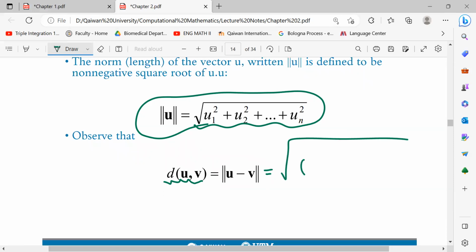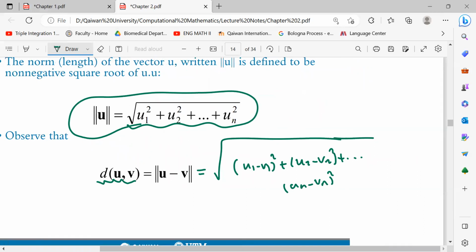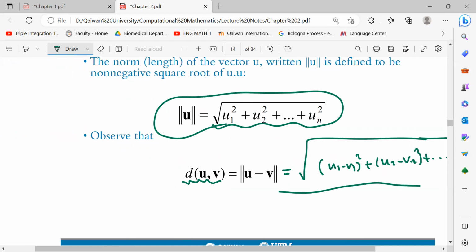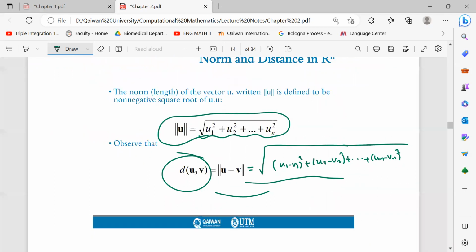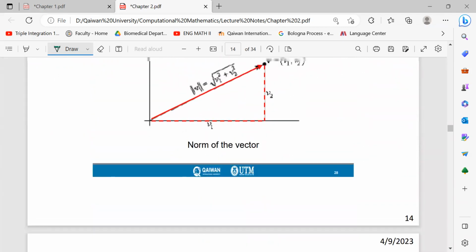It is u1 minus v1 squared plus u2 minus v2 squared plus up to un minus vn squared. Okay, let me write it down there, plus un minus vn squared. This is the same rule as we took for the distance of two vectors. It's the norm of u minus v.